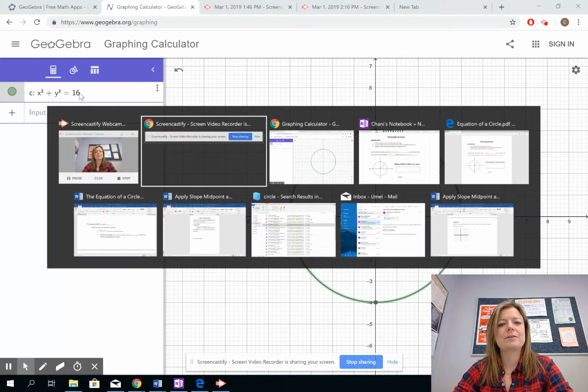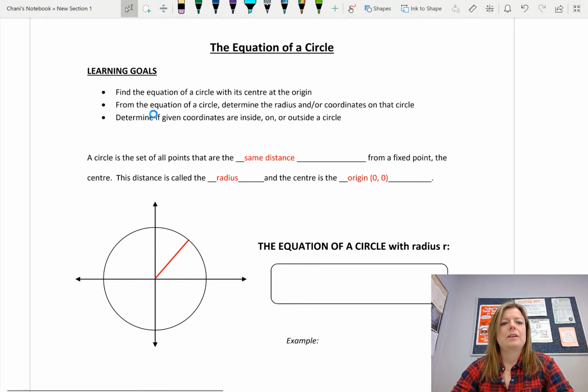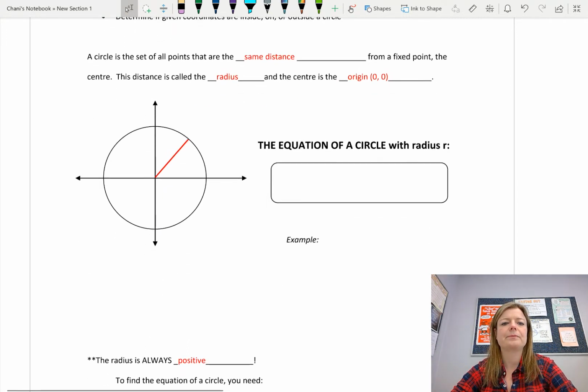All right, let's go ahead to the notes. Our learning goal is to find the equation of a circle with its center at the origin. Then, if we're given the equation, we can find out the radius. And then we can find if other coordinates are on the circle, inside, or outside the circle. Those are the three main things you're expected to learn today.